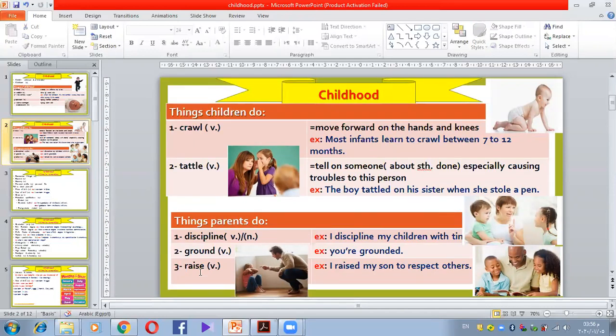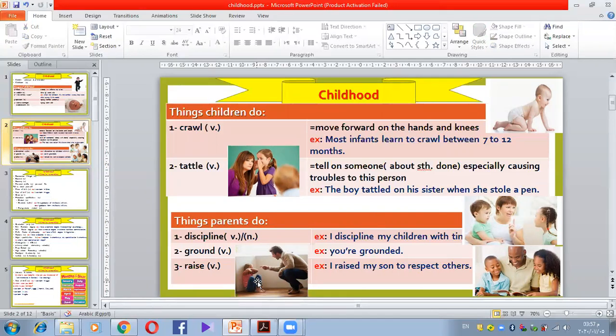Okay. Number two, ground. You hear this word a lot in American movies. You're grounded. What is meant by ground or grounded? It means punished. The same word like punished. Just like this father tells his daughter, for example, you're grounded. You're grounded means you are going to stay here. You are not going to go out of the house. For example, if you have a party, you're not going to attend the party.